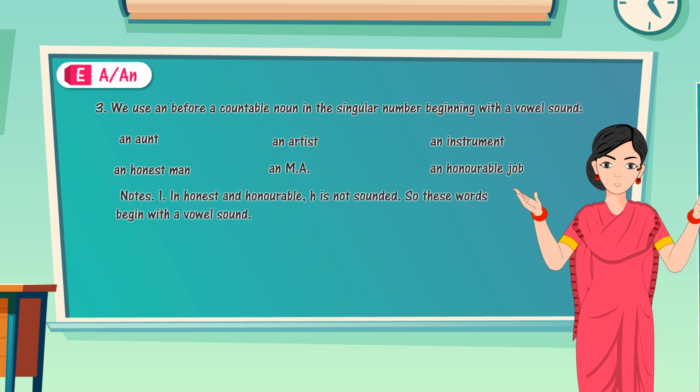Notes. One. In honest and honorable, h is not sounded, so these words begin with a vowel sound. Two. M is sounded as em, so it begins with a vowel sound.